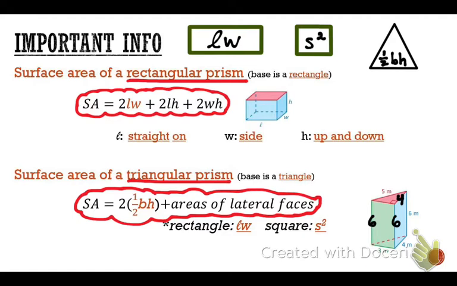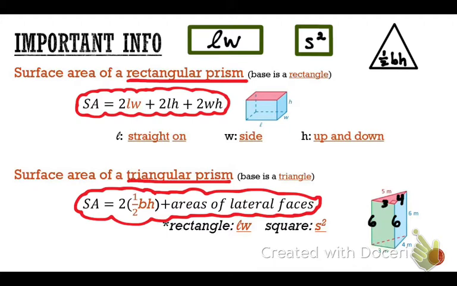Luke, what do you think this length right here would be? 3. How'd you get that? Because the bottom is 3. There you go. If down here at the bottom is 3, that means the top, which is parallel, would also be 3. Everyone take your pencil and put a little 3.